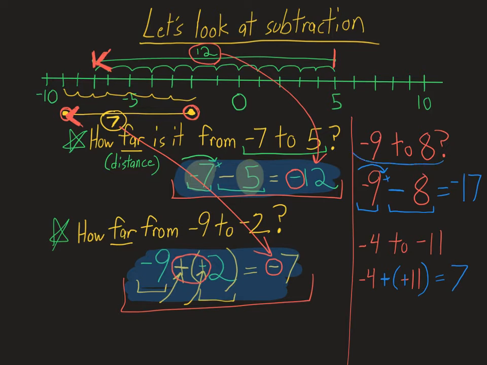So how far is it from negative 9 to 8? It's 17 units. We don't have to worry about the sign with distance. We just want to know how far. How far is it from negative 4 to negative 11? It is a distance of 7 units. As long as we always subtract, we'll always find that distance. Move it on.